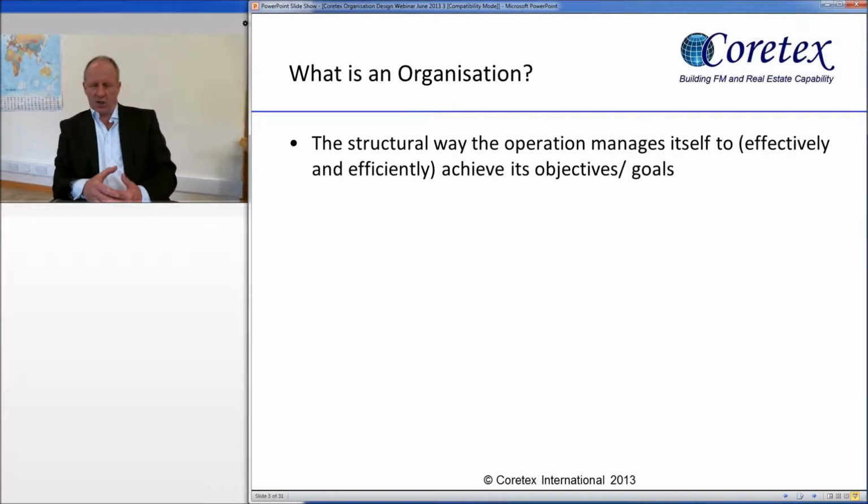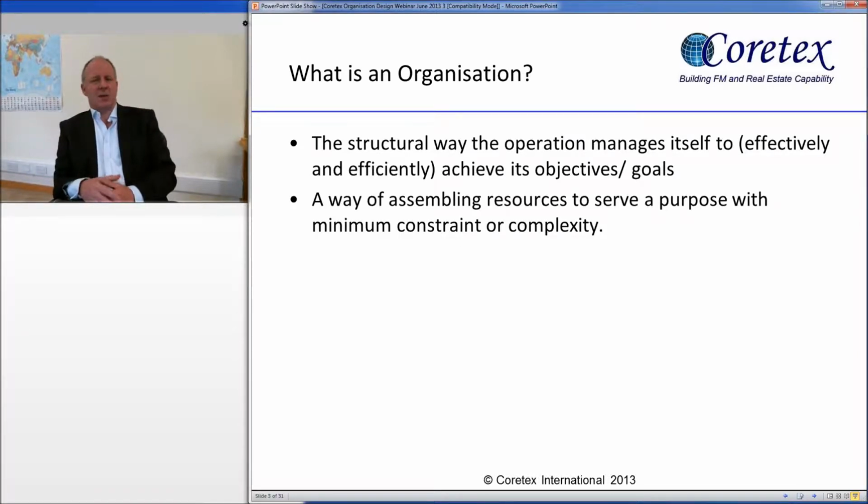Now, in the context of this particular presentation, you could perhaps be forgiven for thinking that the organization is the host for the facilities and real estate part of the organization itself. So I apologize if as we go through we use the word organization meaning facilities and real estate specifically, whereas you might also use exactly the same description and terminology for the wider organization, because obviously designing an organization, whether it's the whole or the part, uses a lot of the same processes and a lot of the same approaches.